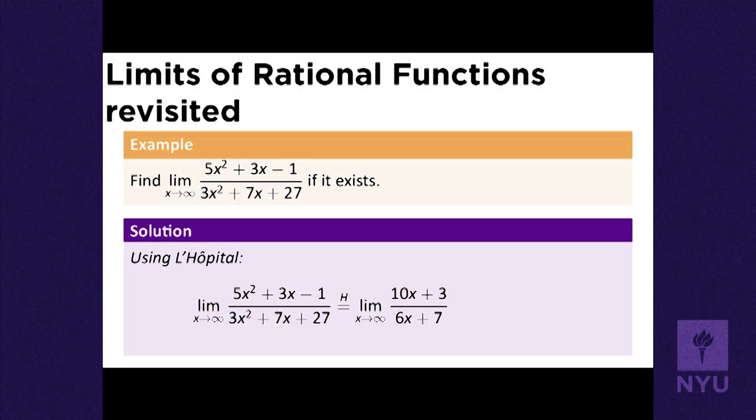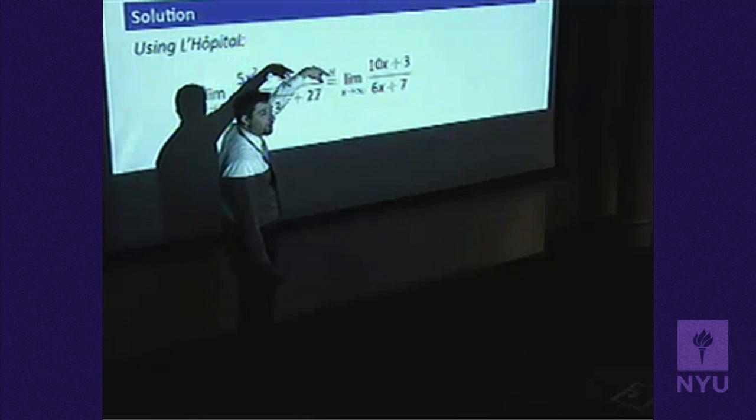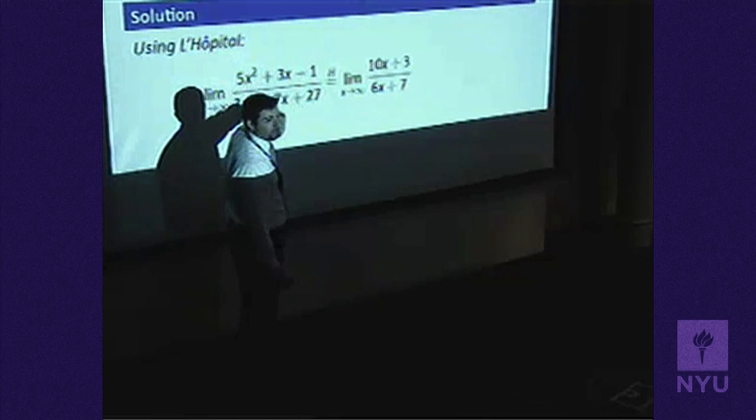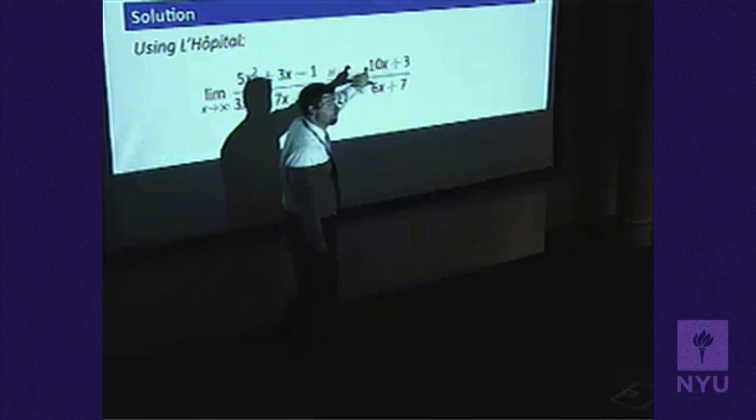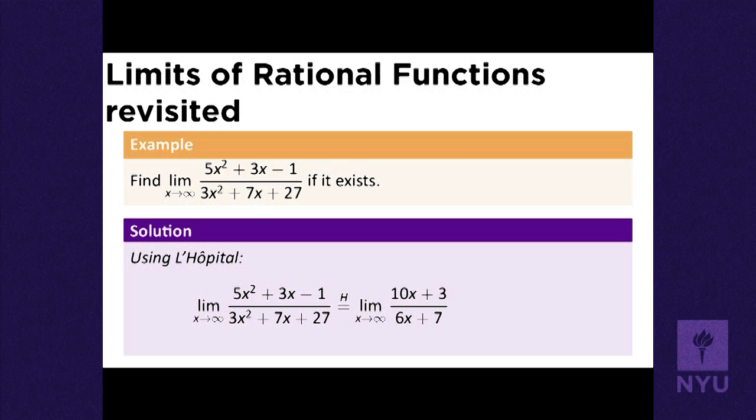Still infinity over infinity, right? Numerator still goes to infinity. Denominator still goes to infinity. But as you can see, we went from a degree 2 polynomial to a degree 1 polynomial, and a degree 2 to a degree 1. So we did get simpler. Okay, and that leads us to believe that maybe one or a few more differentiations will get us there. And in fact, it does. The derivative of 10x plus 3 is 10. The derivative of 6x plus 7 is 6. And the quotient is 5/3.